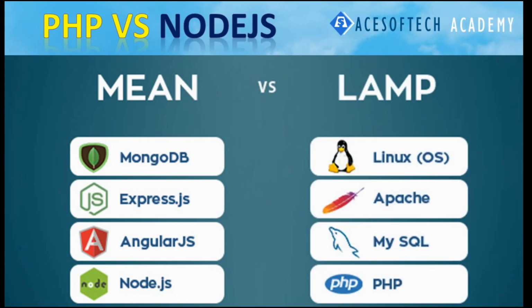So as you can see in this image, the MEAN stack comprises MongoDB, Express.js, AngularJS, and Node.js. On the other hand, the LAMP stack comprises Linux, Apache, MySQL, and PHP.